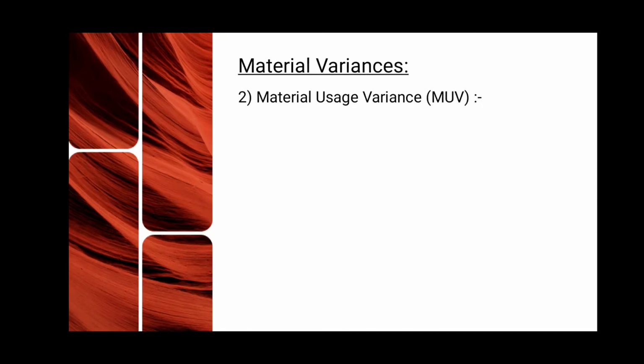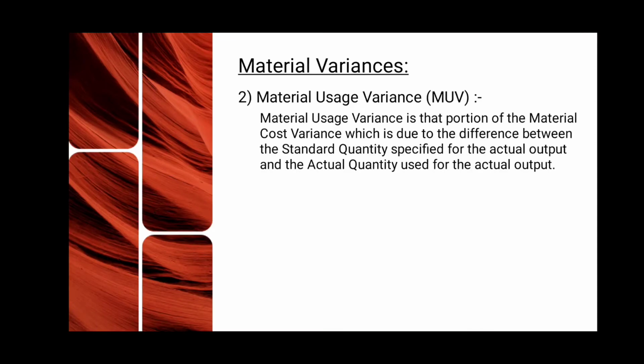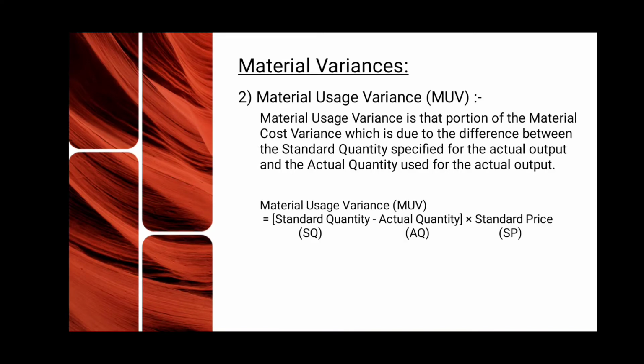Second, material usage variance. Material usage variance is that portion of the material cost variance which is due to the differences between the standard quantity specified for the actual output and the actual quantity used for the actual output. So material usage variance is equal to standard quantity minus actual quantity into standard price.